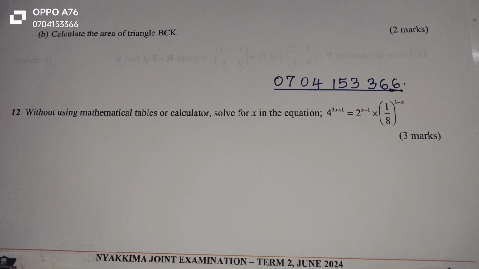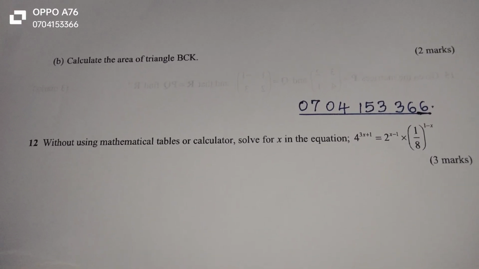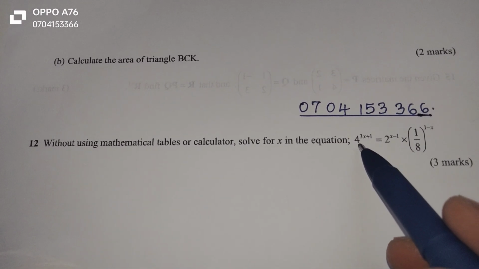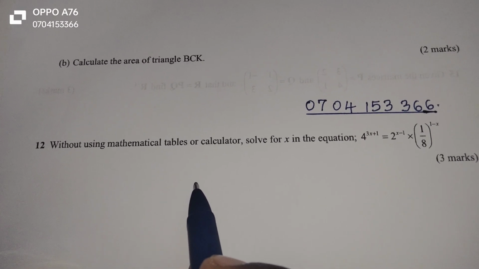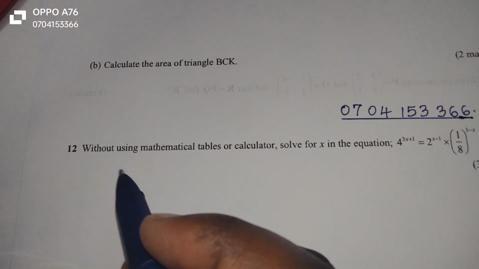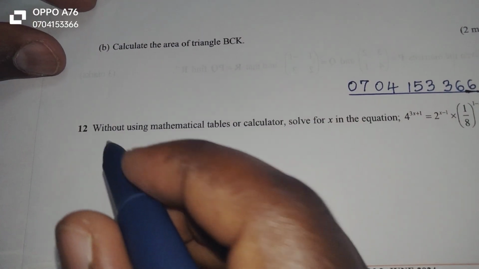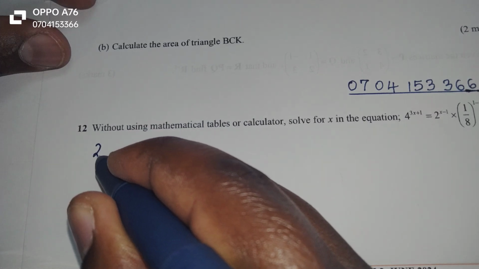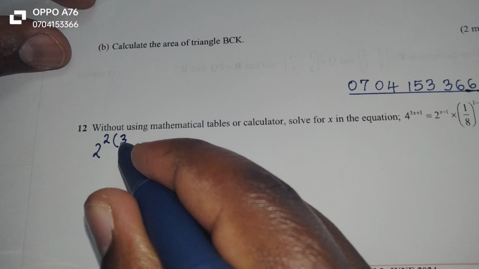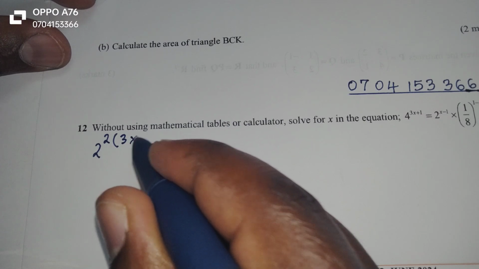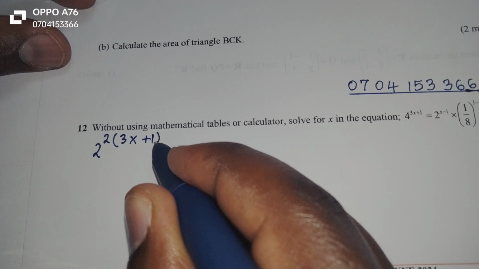So the first thing we do when we get such a question is to express all the composite numbers into the least possible base according to the question here. And we can see the least base is 2. So we can express 4 and 1 over 8 to bases of 2. So 4 becomes 2 power 2, which means when we write 2 power 2, we should remember that there is an existing power already of 3x plus 1.